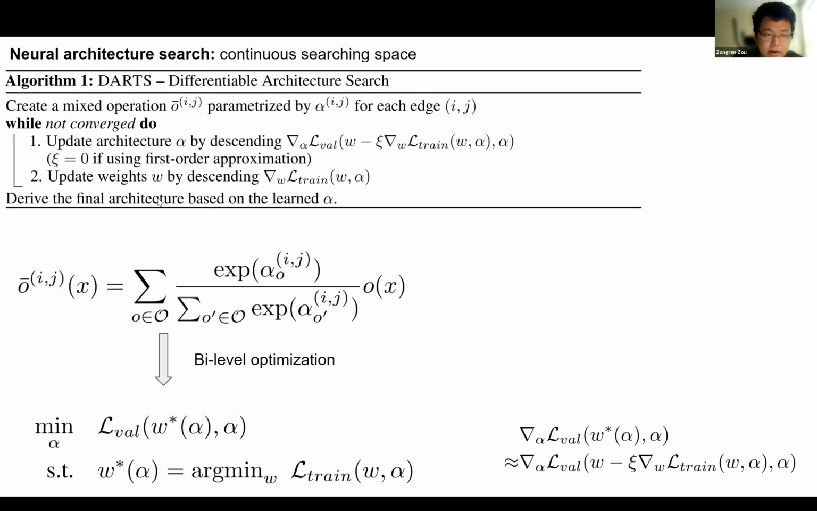And so this is the algorithm for DARTS. We see that the alpha, which is the architecture of the neural network, and the omega, which is the neural network parameters, are updated alternately. And after the training, the final architecture is derived based on the alpha.